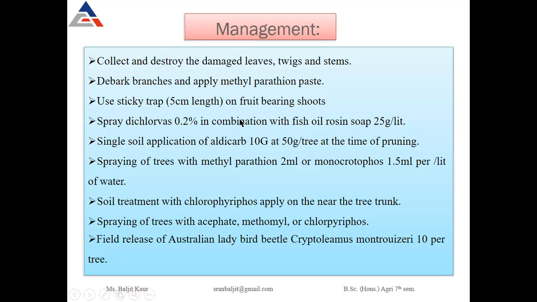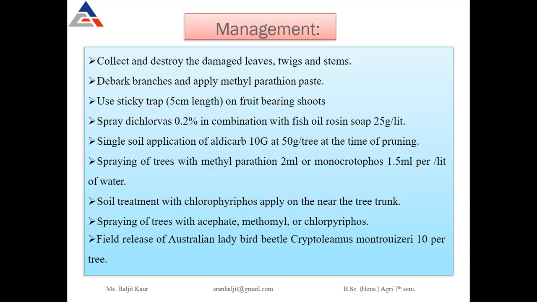To manage this insect, we have to collect and destroy the damaged leaves, twigs, and stems. We can debark the branches and apply parathion paste. We can use sticky traps on the fruit bearing shoots, so sticky traps can control this insect. We can spray the plants with dichlorvos in combination with fish oil or resin soap.